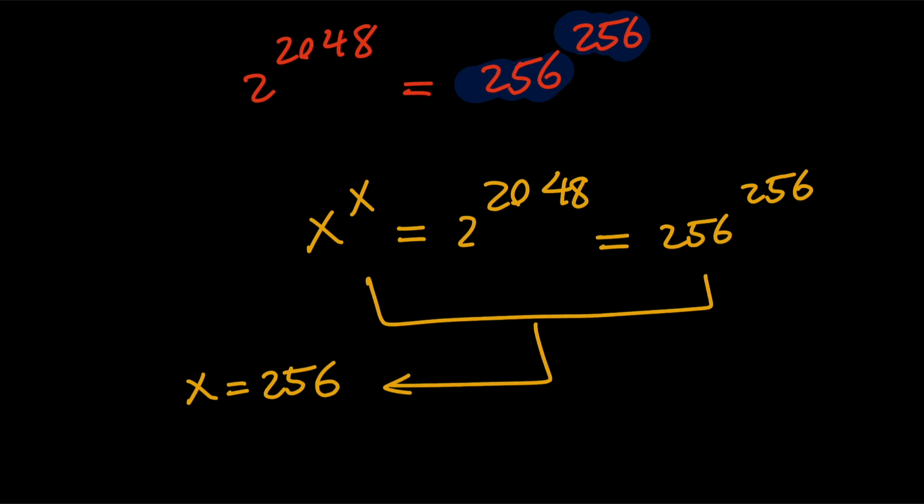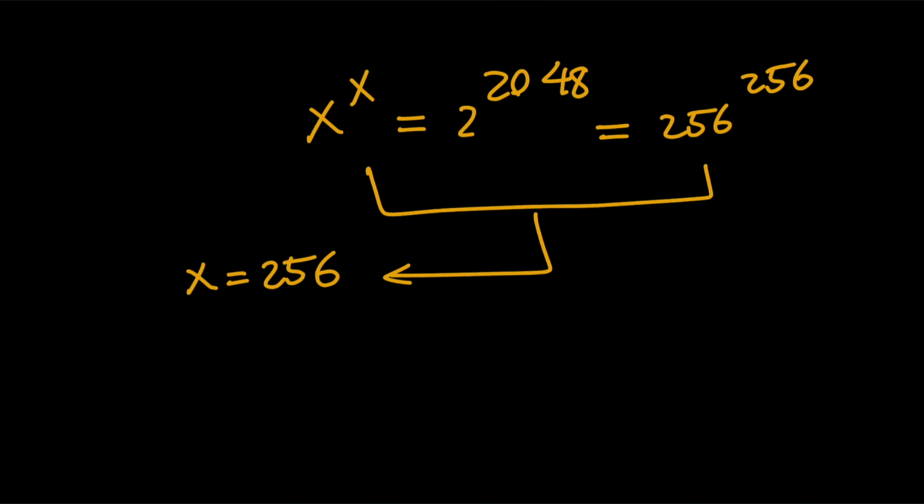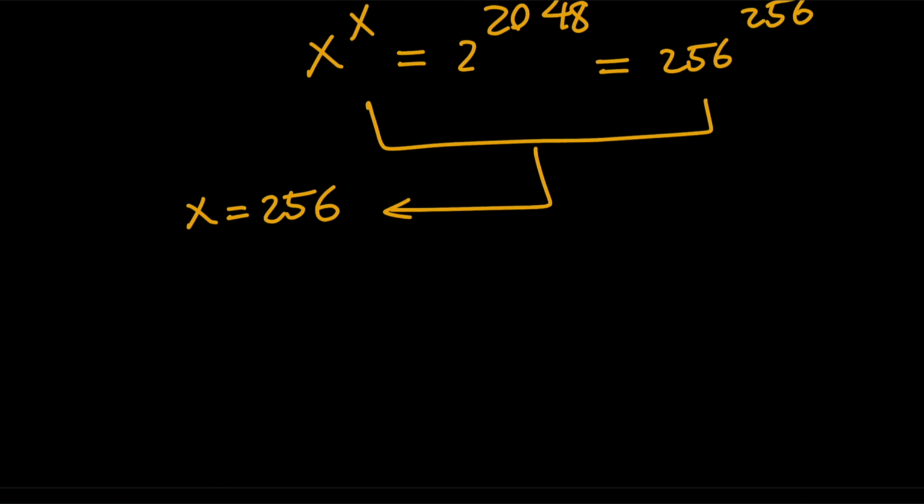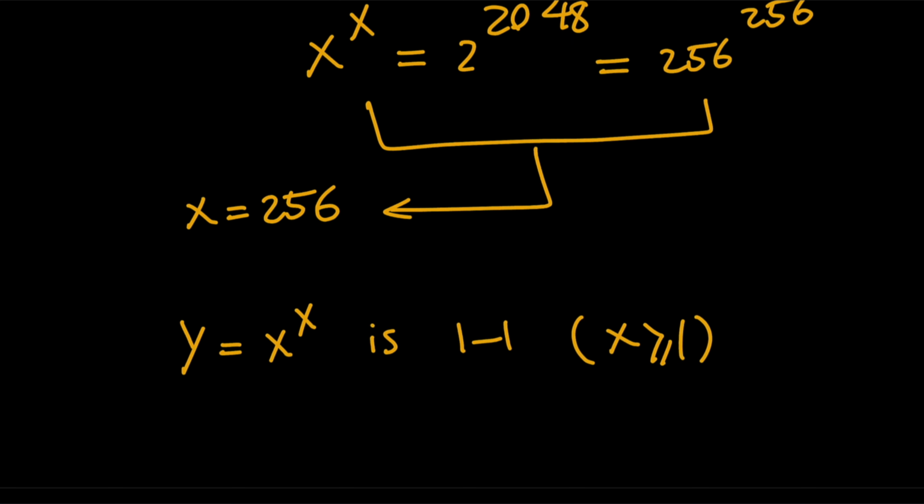256. Great. And notice that x equals 256 is the only solution to this problem because the function y equals x to the power of x is a one-to-one function for any x value that is greater than or equal to 1. And whenever a function is one-to-one, that function is going to have only one intersection point for any horizontal line. Therefore, our equation has only one solution, and that solution is x equals 256.